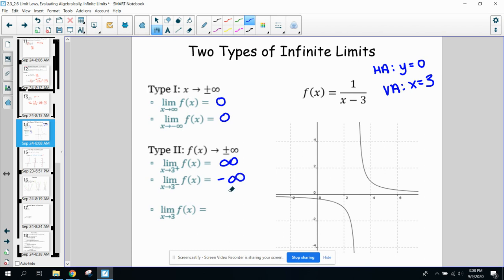Remember that the limit has to be the same value from the left and the right in order for it to exist. Since the limit on the right is positive and the limit from the left is negative, the overall limit as x approaches 3 does not exist.